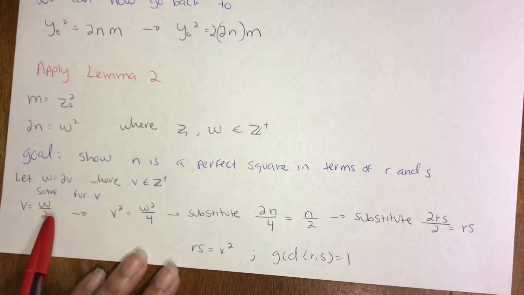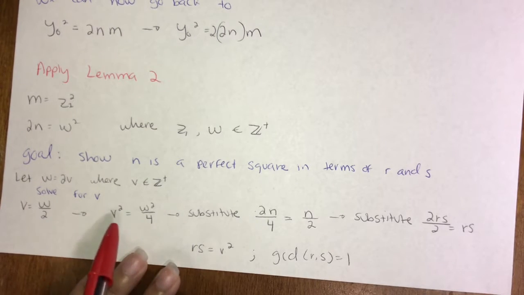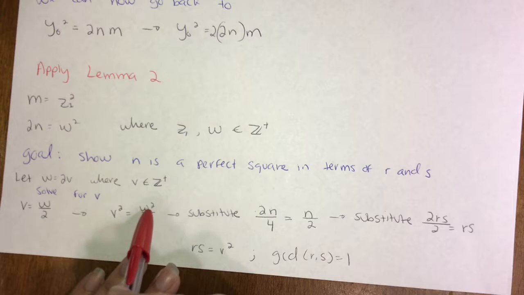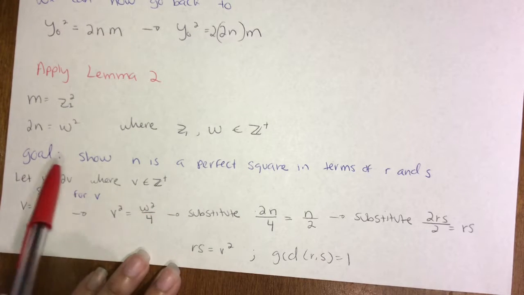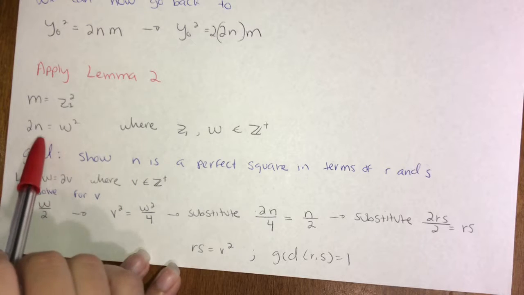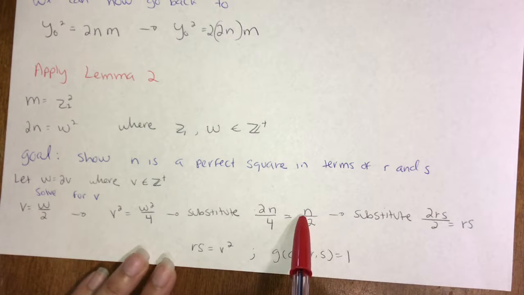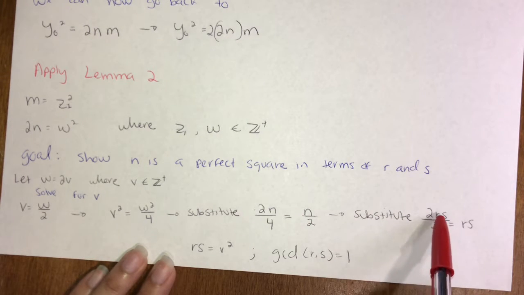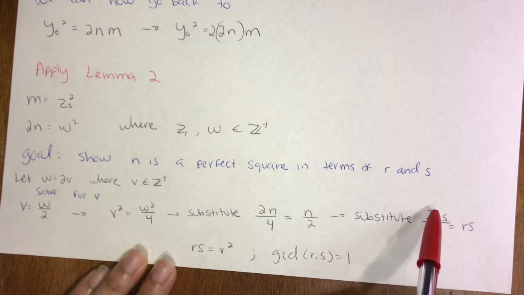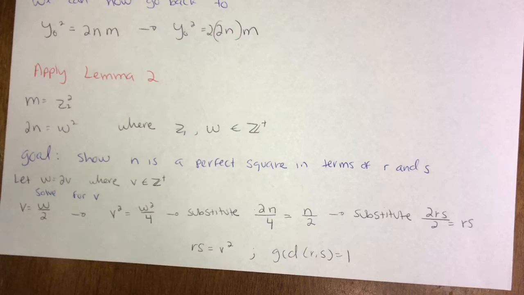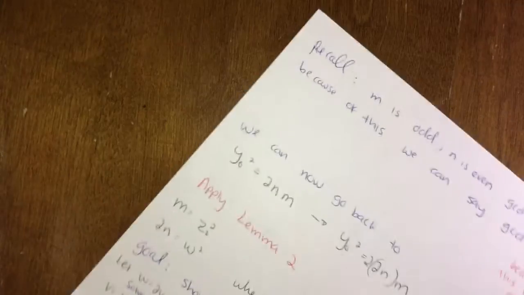Solving for v, I get w over 2, and then I squared the left-hand side and the right-hand side, as you can see here, and I substituted this w squared by 2n. Remember the 2n that was here. I substituted that and simplified it. And then this n right here, I substituted by rs. Once you do that, you can cancel out these 2's, equaling rs. And so rs will now equal v squared, where the GCD of r and s is 1.